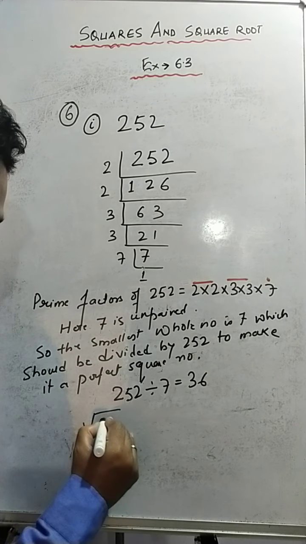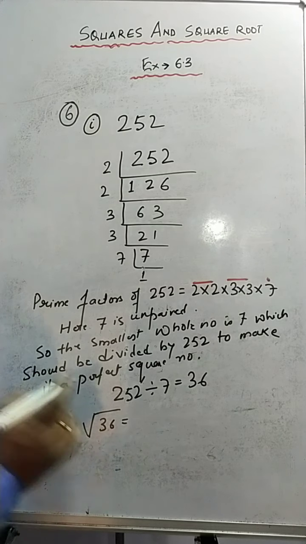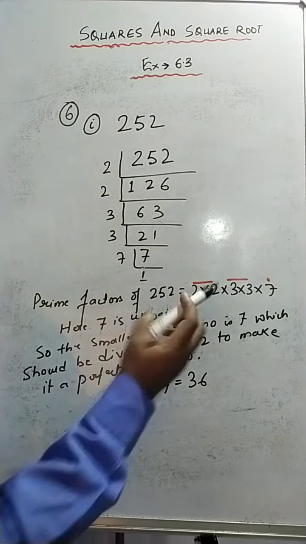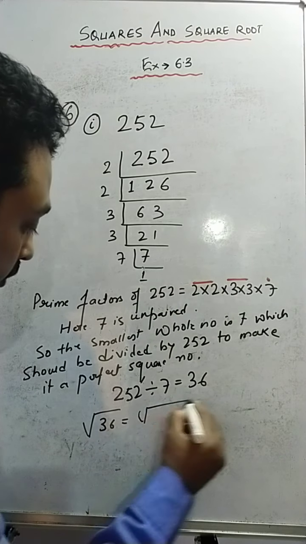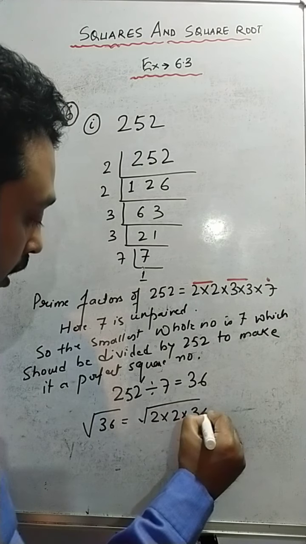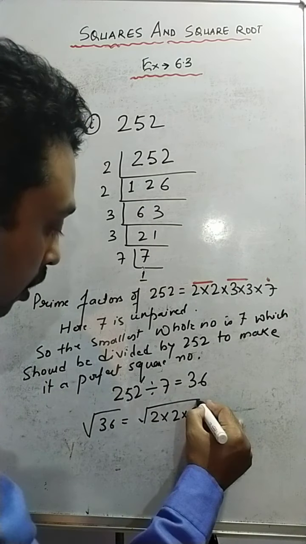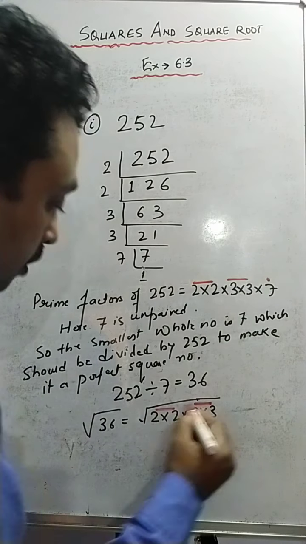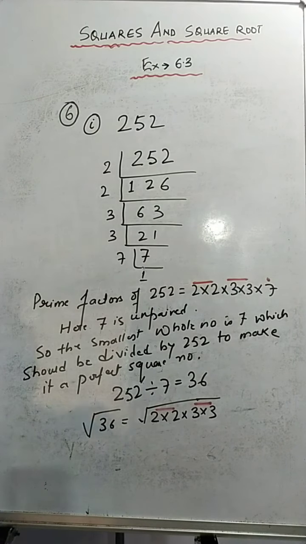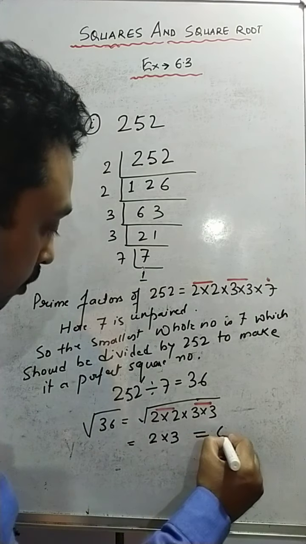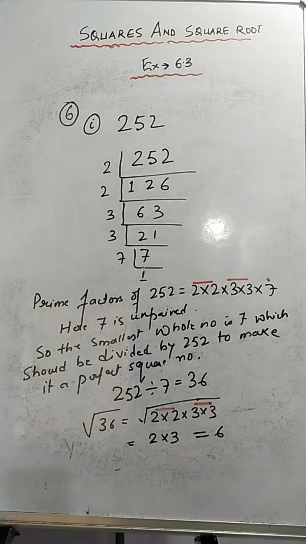Now we'll get the square root of 36. Okay, so what is the square root of 36? So if we remove this 7 from here, which prime factors are left? These are the prime factors left over. Now you will write 2 into 2 into 3 into 3. So see, these numbers are all in pair form, isn't it? So what is the rule? For each pair we'll take a single digit. That is 2 into 3, and your required answer is 6. Fine. So this is the solution of sum number 1.